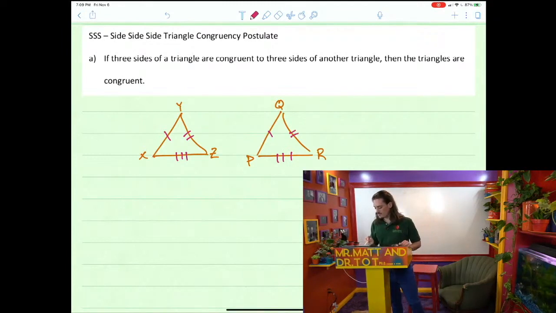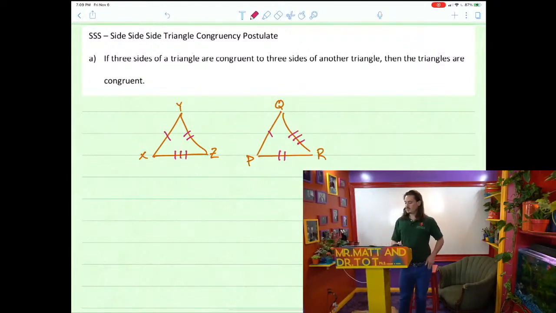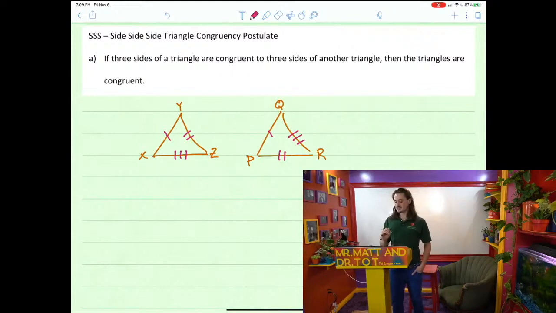However, if I did this, now these are no longer congruent because they are in the opposite position. There's no way to rotate it so I get those to match up. So be careful that they're in the same order.